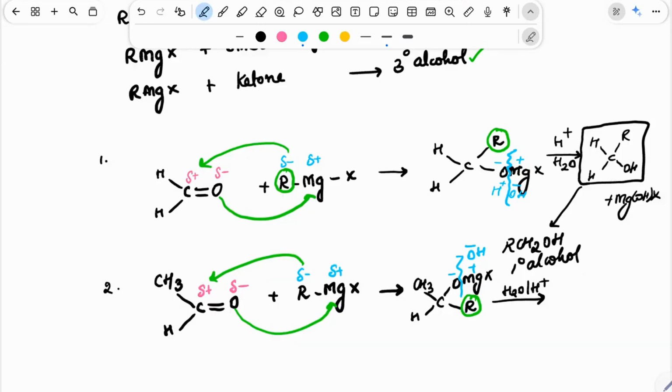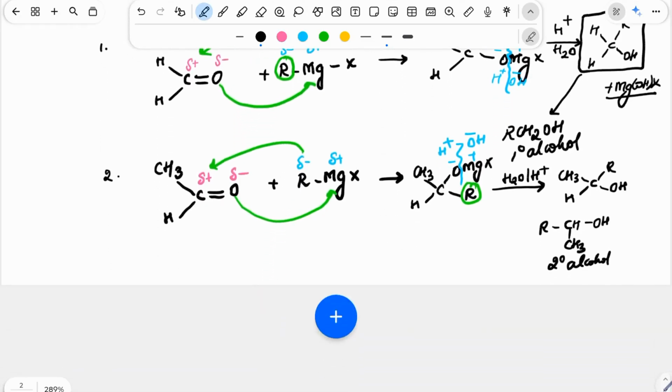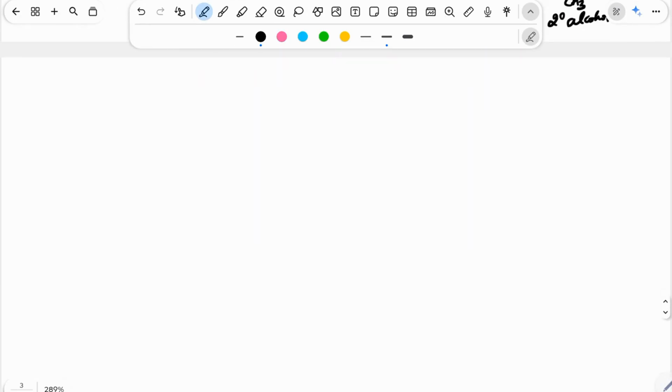What is the next step? Hydrolysis in the presence of acid. Now hydrolysis happens here: Mg plus, O minus. So OH minus here, H plus here. When it is combined, we will get what? CH3, C, H, R, OH. Nothing but R, CH, CH3, OH. That is a secondary alcohol we will get. As usual, MgOHX will be formed as an additional product.